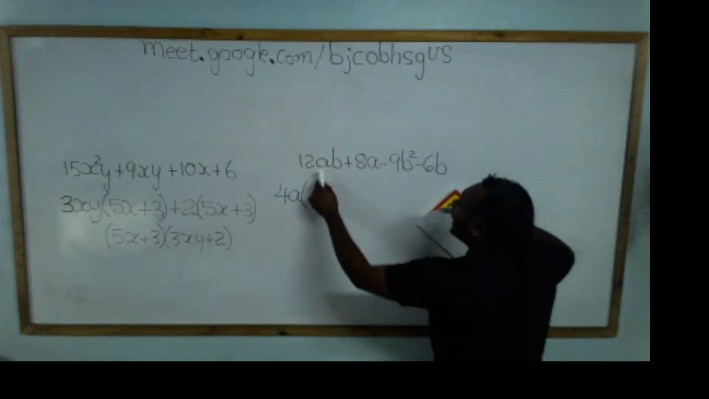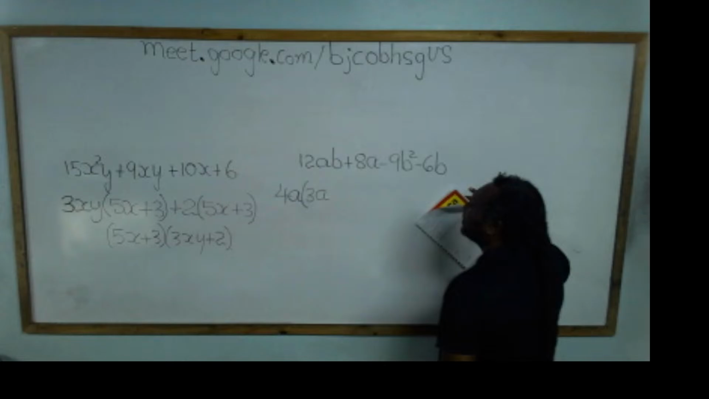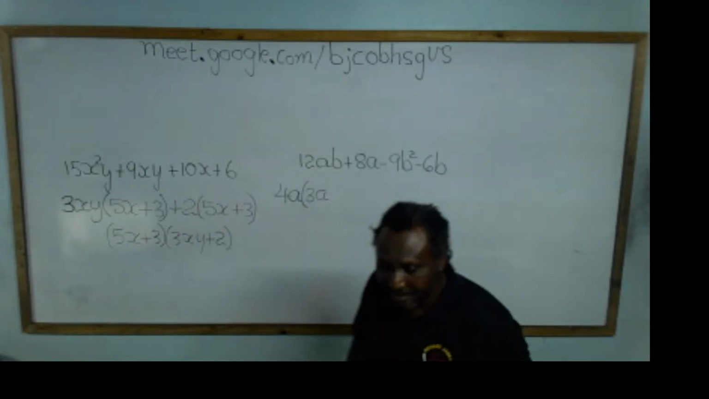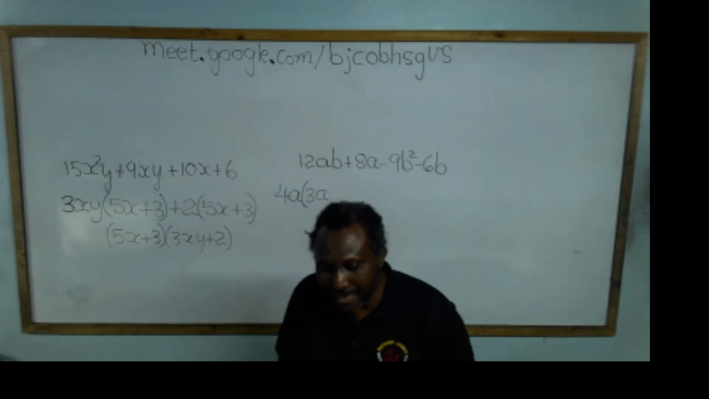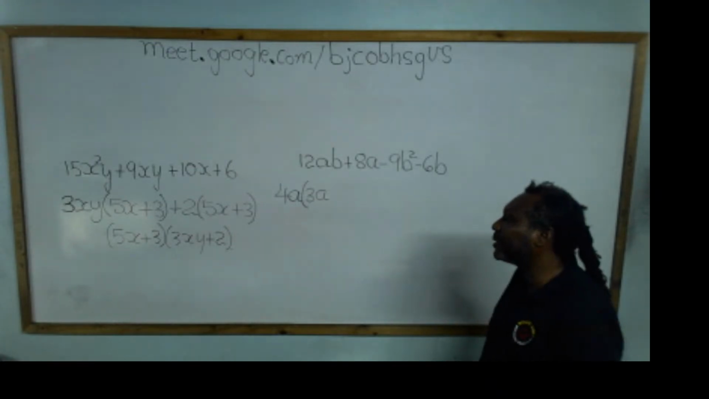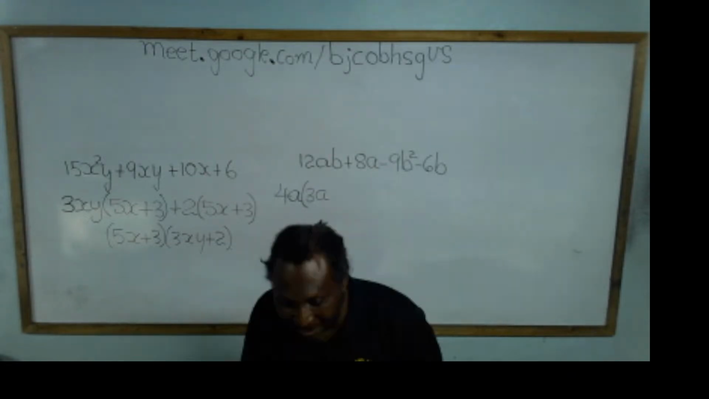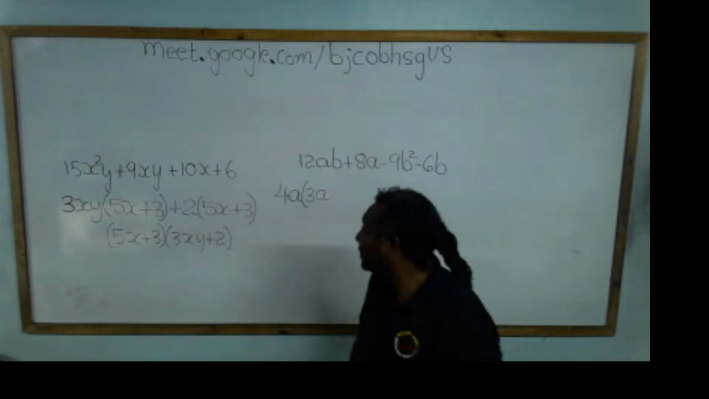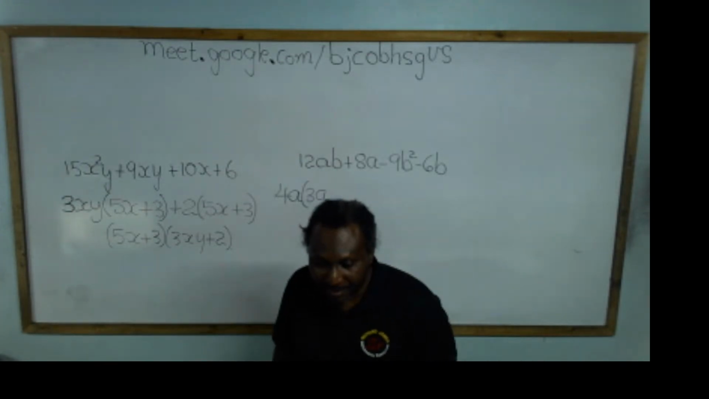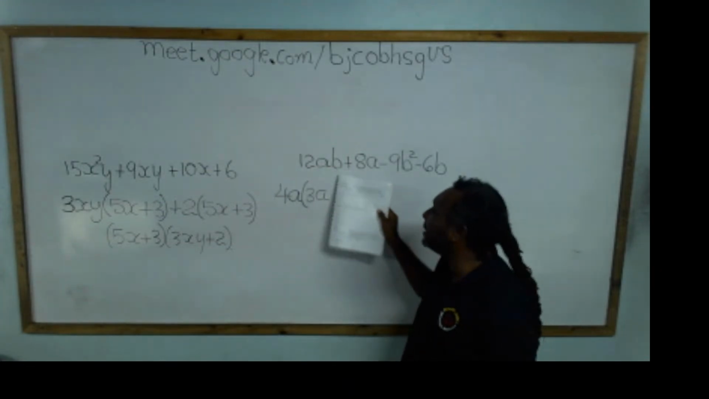4a into 12ab will give us 3a. Is that right? Come on, students, give me some correction on that. Should it be 3a? I don't want to be up here doing the wrong thing. 4a is common. When I divide, what will be the result? When I say 4a into 12ab, what will be the result?